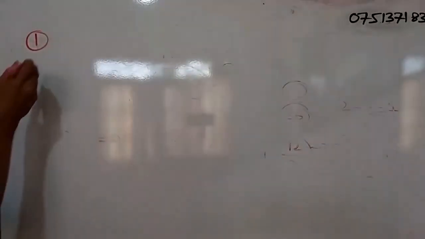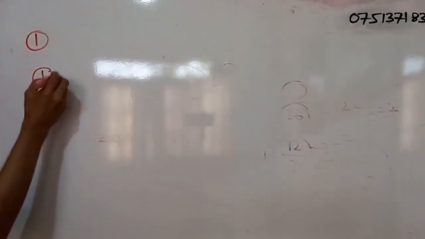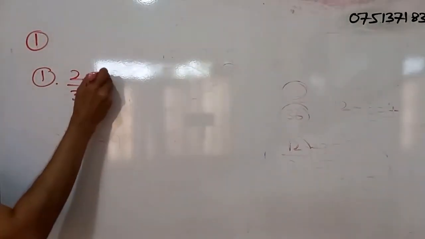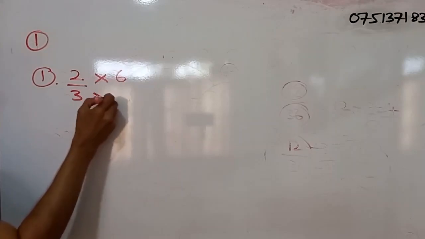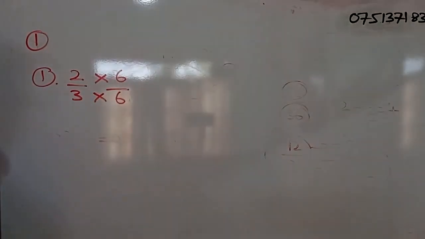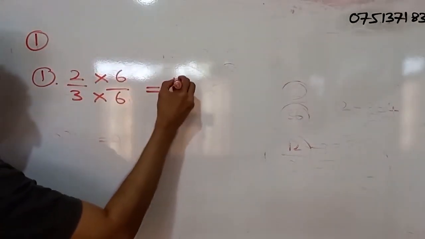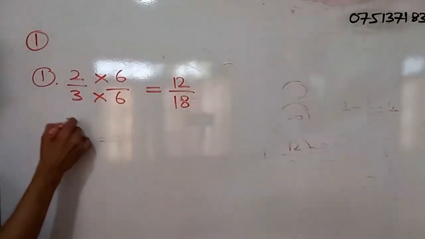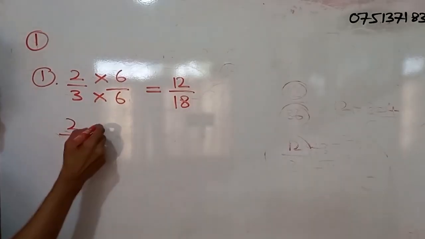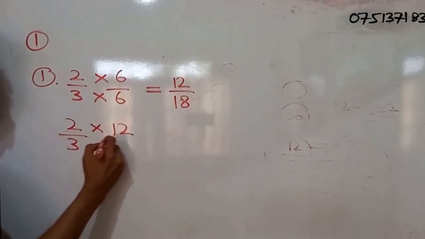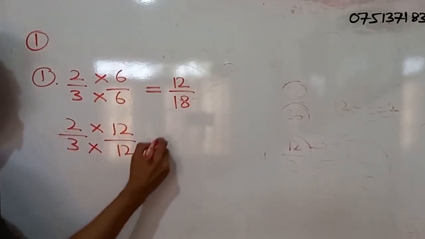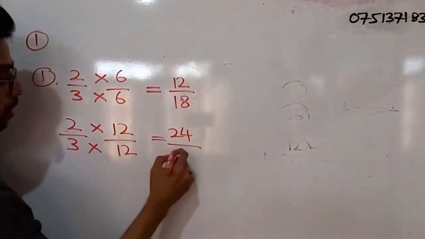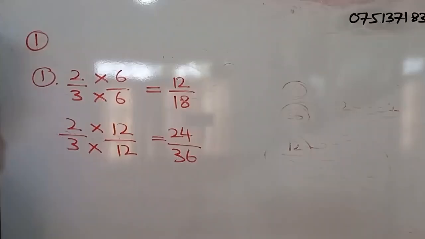Question number 1, part 1. The given fraction is 2 by 3. Now I'm going to multiply the numerator by 6 and the denominator by 6. So 2 times 6 is 12. 3 times 6 is 18. 2 by 3, I'm going to multiply the numerator by 12 and the denominator by 12. 2 times 12 is 24. 3 times 12 is 36.